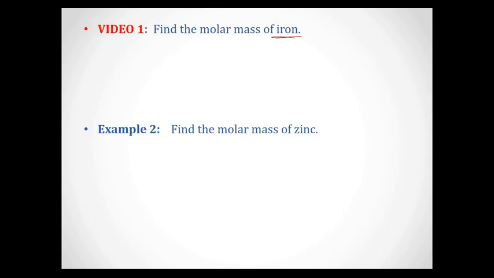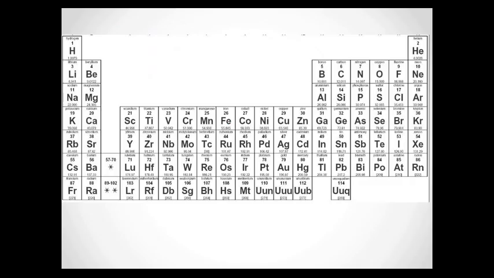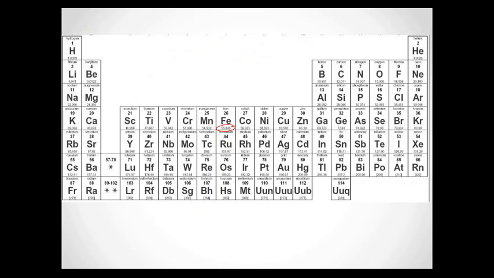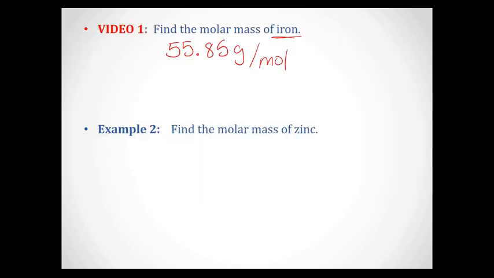So it says find the molar mass of iron. We're going to go to our periodic table and find iron, and there we have it, 55.845. We are going to round to 2 decimal places, so we say 55.85 grams per mole. Then we're going to find the molar mass of zinc. We go to our periodic table and find zinc, 65.39. We're going to round to 2 decimal places, so that one's already rounded, and that is our final answer for zinc.